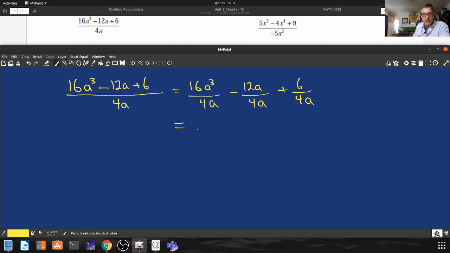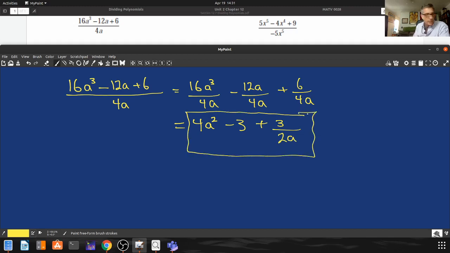Well, 16 divided by 4 is 4. A cubed divided by a is a to the 3 minus 1. 3 minus 1 is 2. Minus 12 divided by 4 is minus 3. A divided by a is 1. And all I have to do here is simplify 6/4. They are both divisible by 2. 6 divided by 2 is 3. 4 divided by 2 is 2. And the a goes in the bottom. And there you have it. And that's all we're going to do with dividing polynomials.